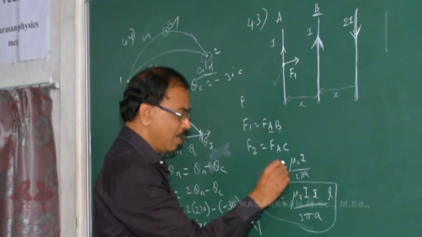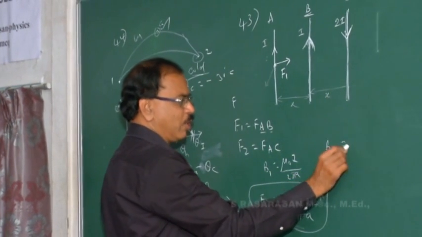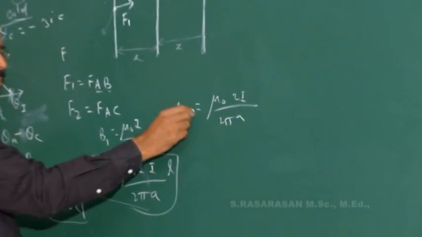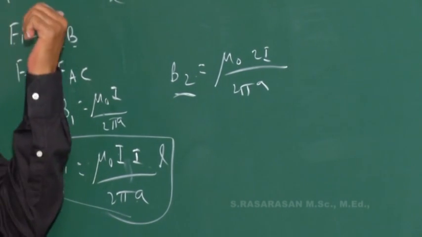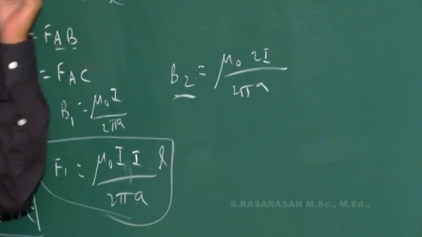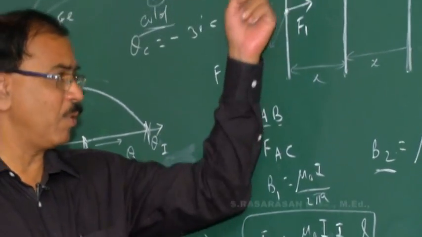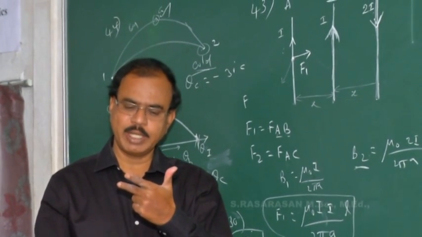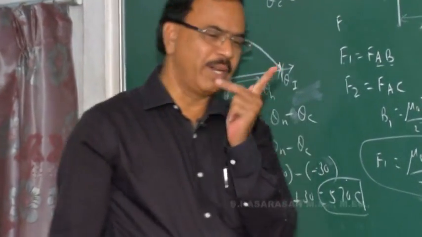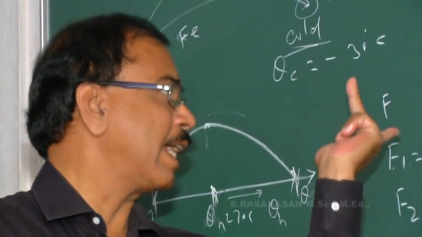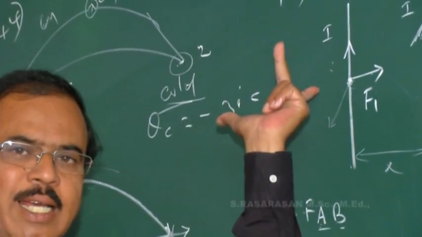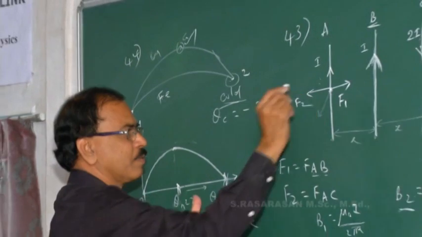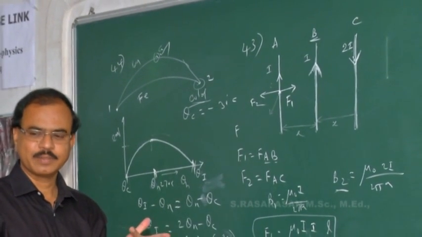Instead of magnetic field B1, B2. B2 is equal to mu naught 2I by 2 pi A. This magnetic field B2 is acting inwards. Again, the magnetic field is acting inwards. Current is flowing upwards. What is the direction of force? Use Fleming's left hand rule. Keep the fingers mutually perpendicular to each other, and the magnetic field is acting inwards, and the current is flowing upwards. Where is the thumb? The thumb is acting in this direction. Am I right? Yes.